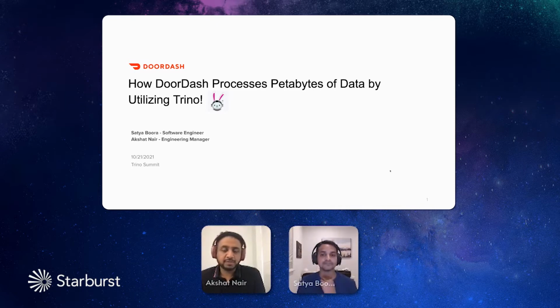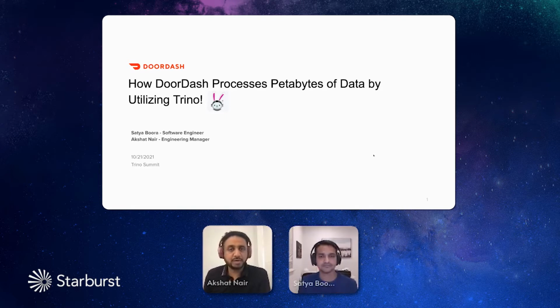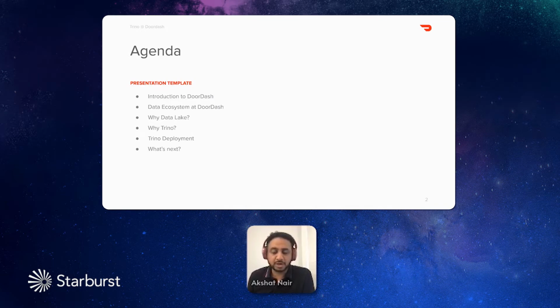All right. So today we'll be talking about our journey on how DoorDash started using Trino for our data processing needs. We will be covering various topics today. We'll talk about what DoorDash is for the folks who are not aware of our company, the current data ecosystem before we started using Trino, why we decided to go towards a data lake setup, and for that, why we chose Trino for our query processing needs. And then Satya will cover how we are deploying Trino in our environment and what are the next things that we're looking forward to implementing in our systems.